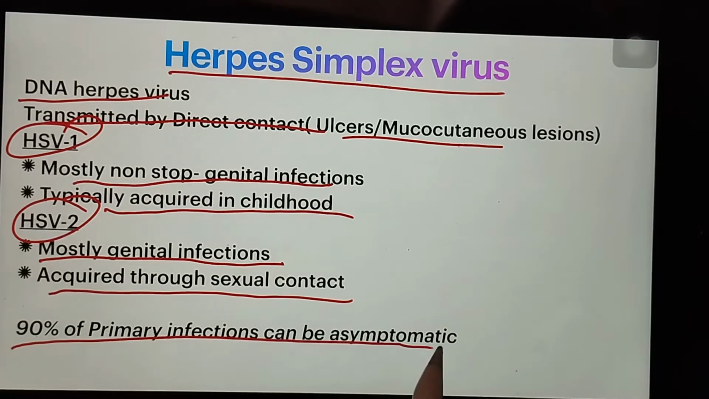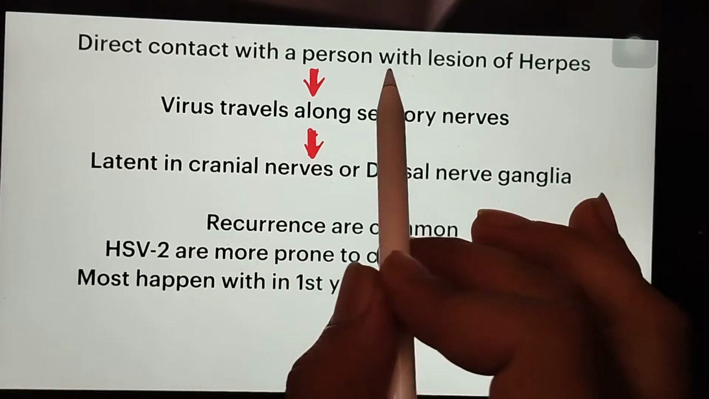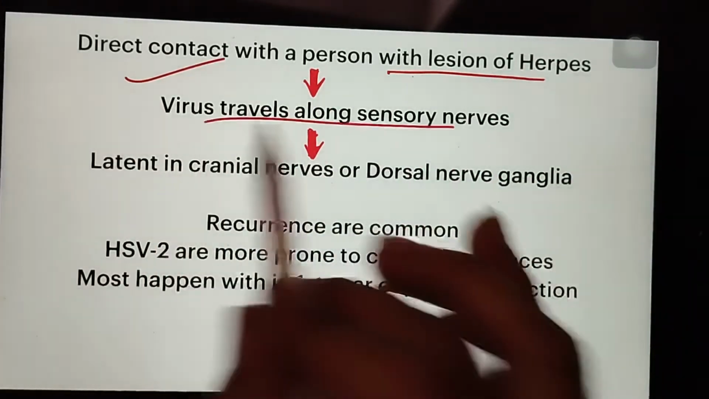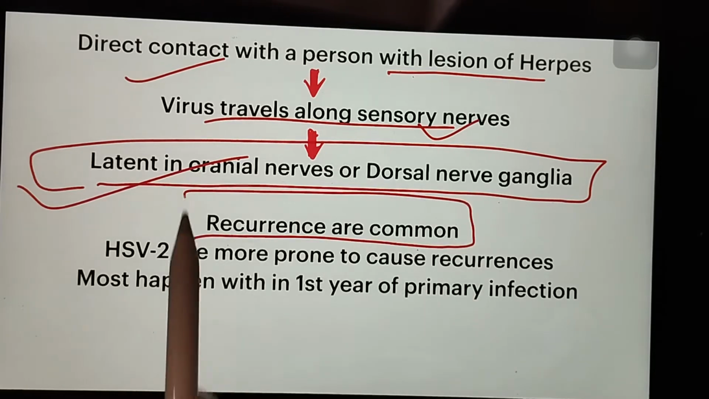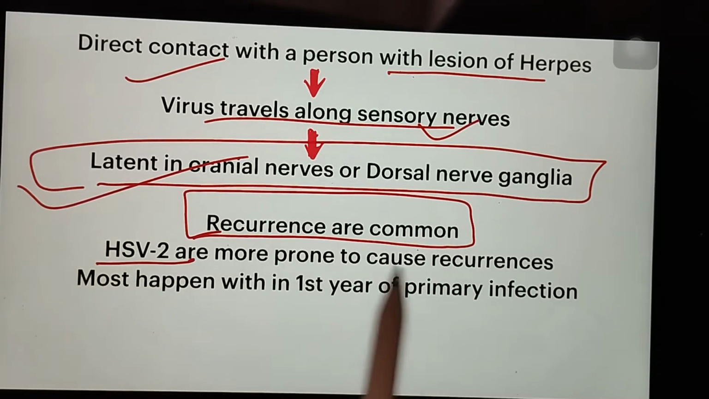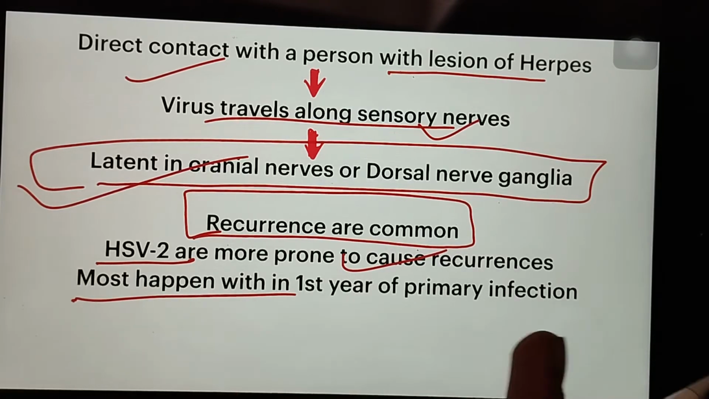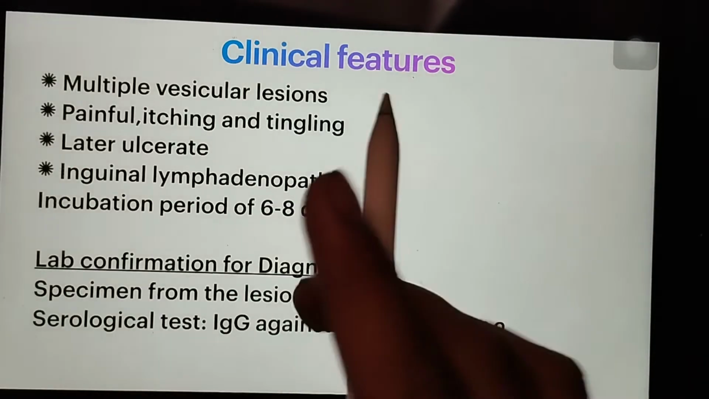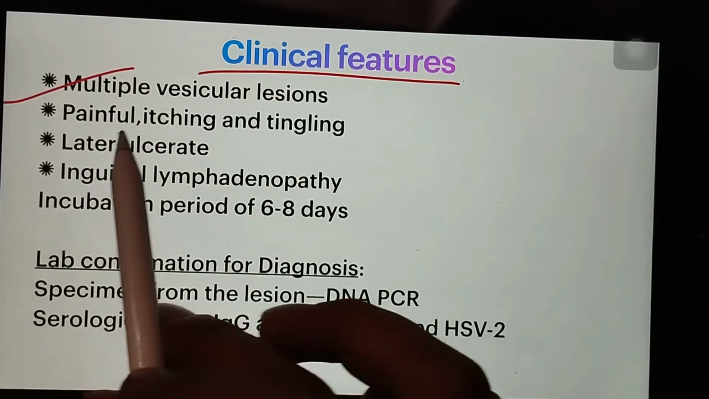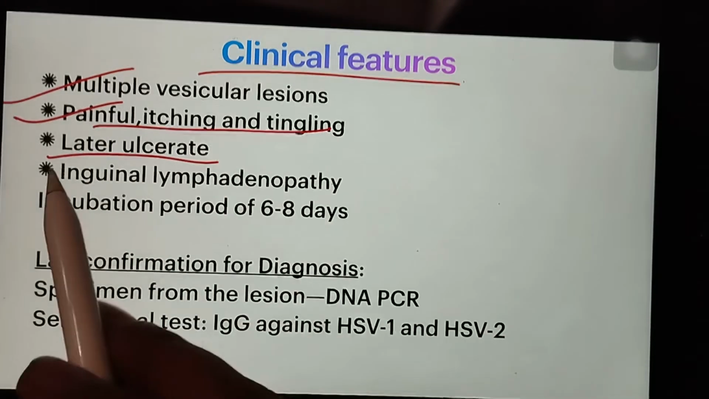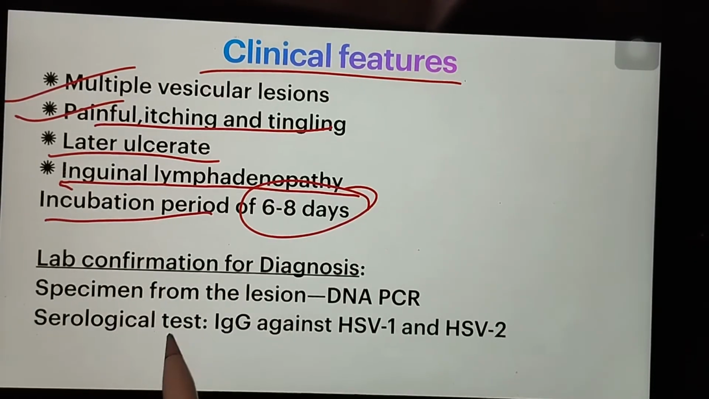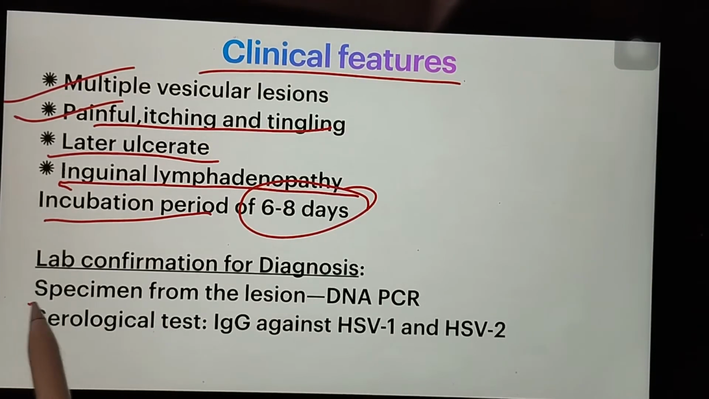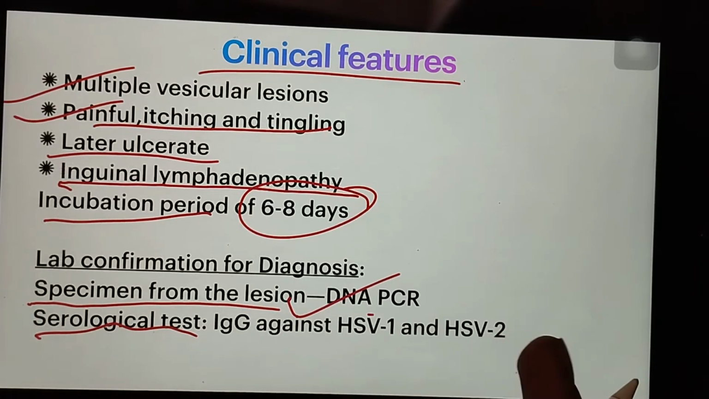Ninety percent of primary infections are asymptomatic. With direct contact with a person with herpes lesions, the virus travels along sensory nerves and then becomes latent in the cranial nerve or dorsal nerve ganglia. Recurrences are common, and HSV2 is more common in recurrence, most happening within the first year of the primary infection. The clinical features are multiple vesicular lesions, painful itching and tingling, later ulceration of the lesions, and inguinal lymphadenopathy. The incubation period is 6 to 8 days. For laboratory confirmation, a specimen from the lesion is taken and DNA PCR testing is done, and serological tests like IgG against HSV1 and HSV2 are done.